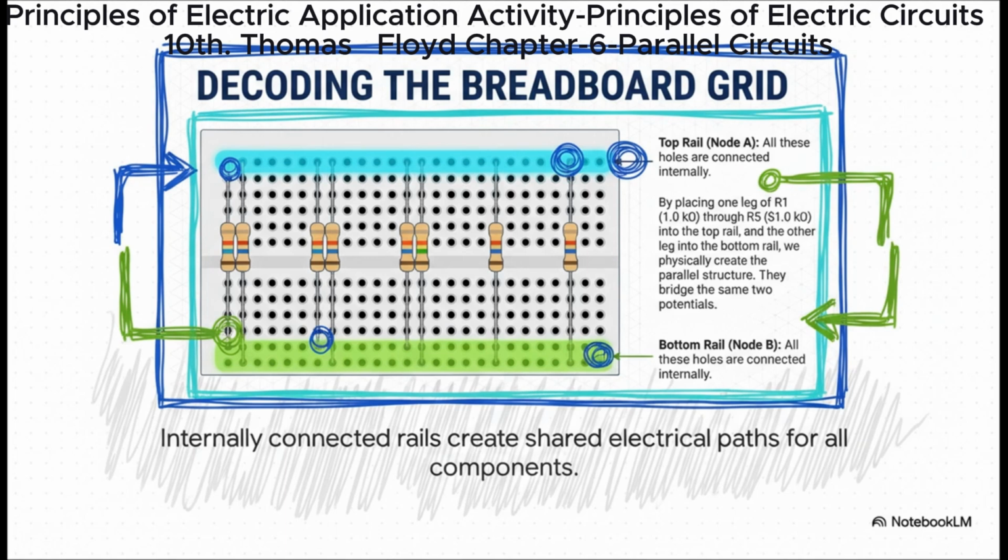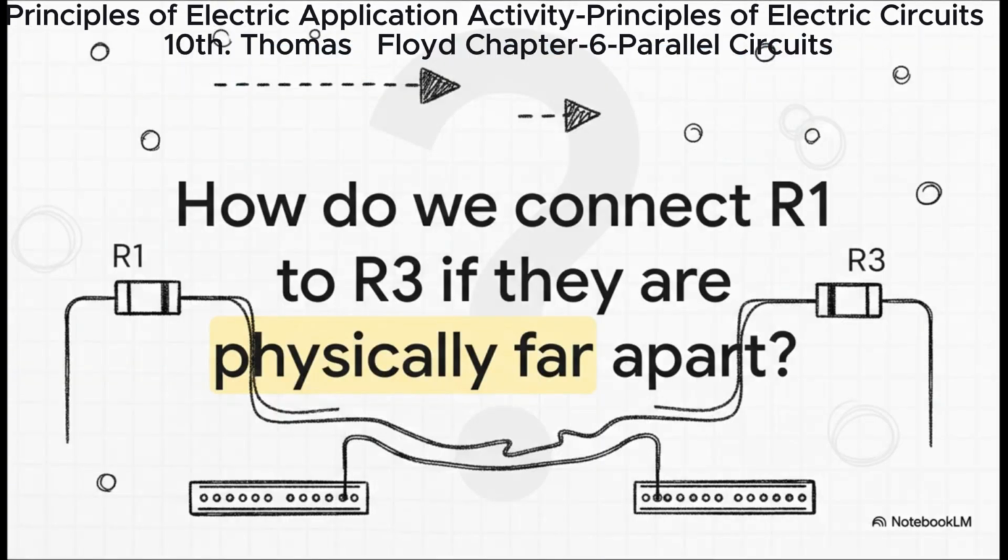Well, if you could peel back that plastic, you'd see that those power rails are just single strips of metal connecting all the holes in that line. So when you plug your resistors into that top rail, you're literally forcing them all to connect to the same point. You do the same thing for the bottom rail, and just like that, you've built a parallel circuit. Pretty cool, right? All right, Professor's Challenge time.